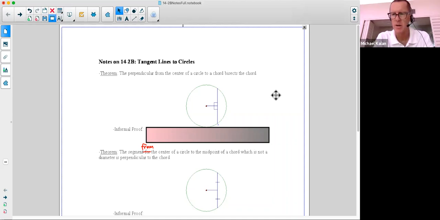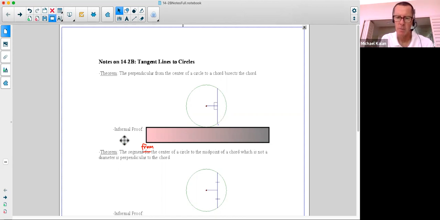Okay, a lot of theorems in here. Good stuff. Not all that difficult to prove. A lot of triangles and perpendicular bisector theorem and so forth used here. But first theorem says the perpendicular from the center of a circle to a chord bisects the chord.